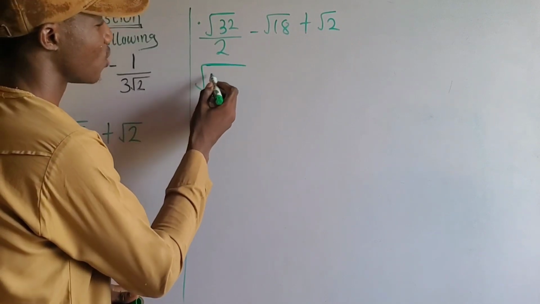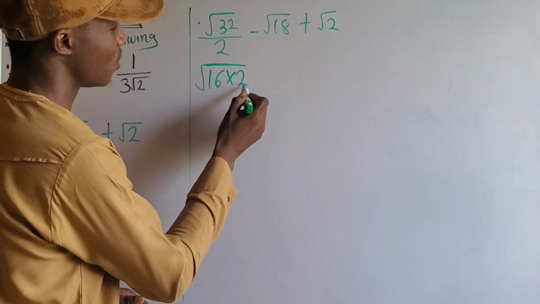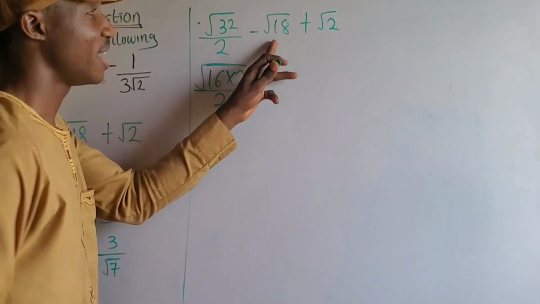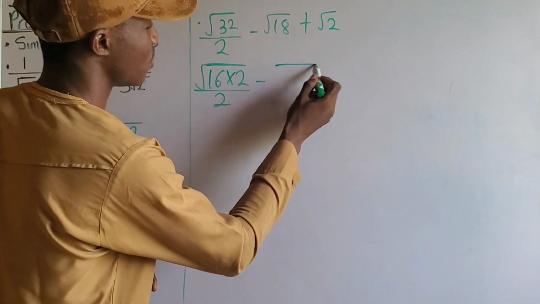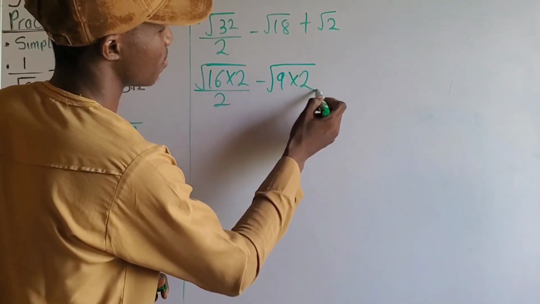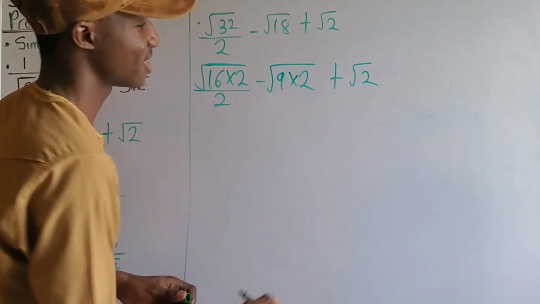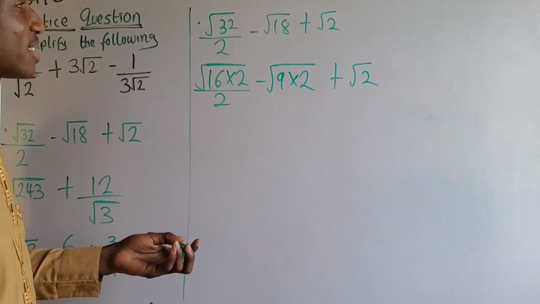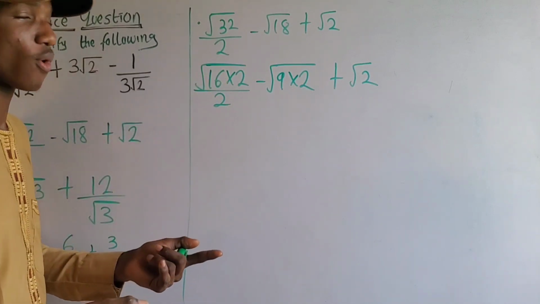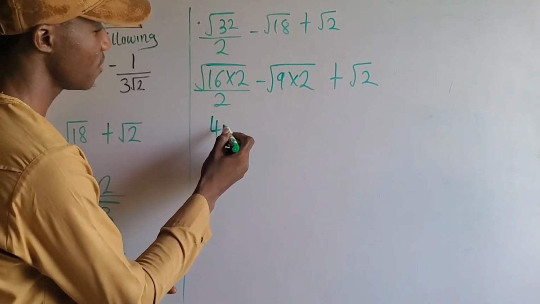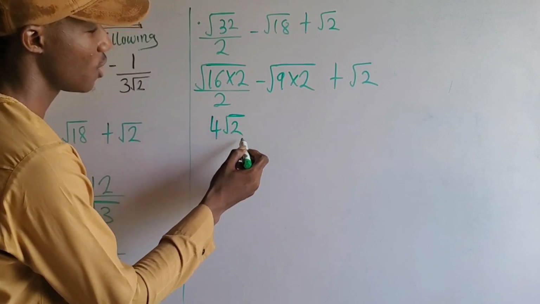Root of 32 can be written as root 16 times 2 over 2, minus root 18, which can be written as root 9 times 2, plus root 2. Are you getting it? So you can see how I got that. Root of 16 is what? 4. So I'm going to have 4 root 2. Do you know how I got 4 root 2?